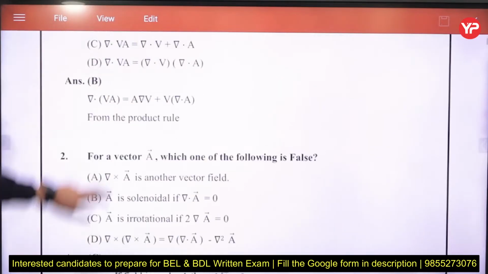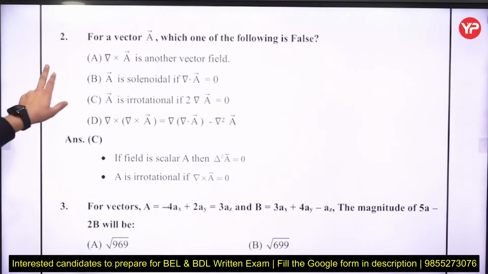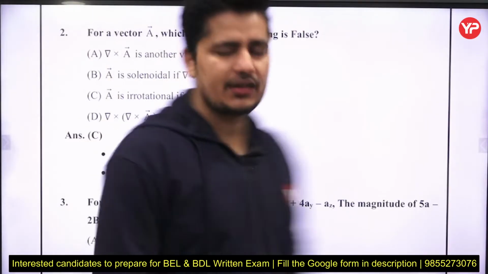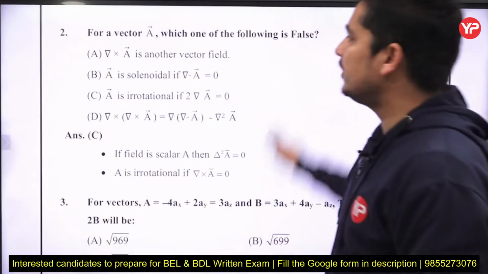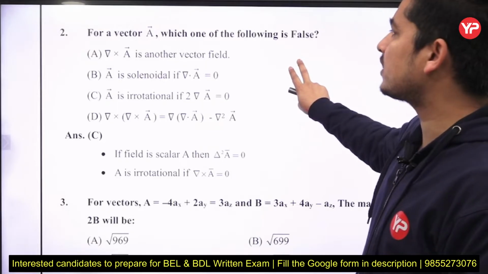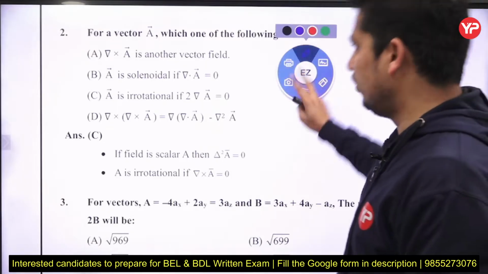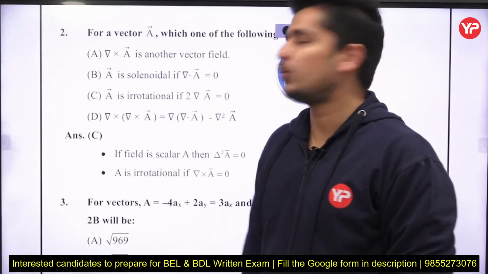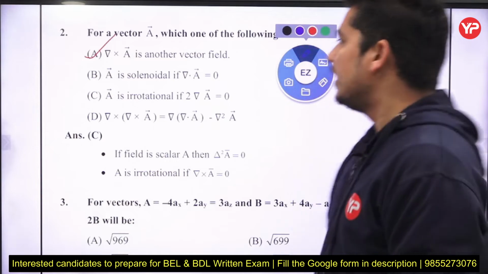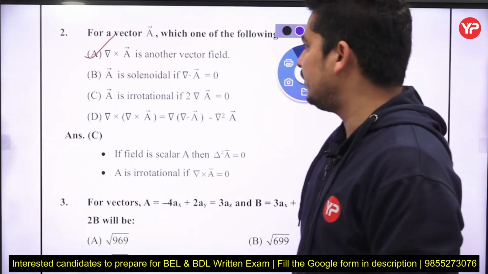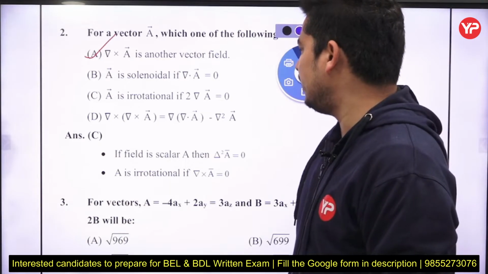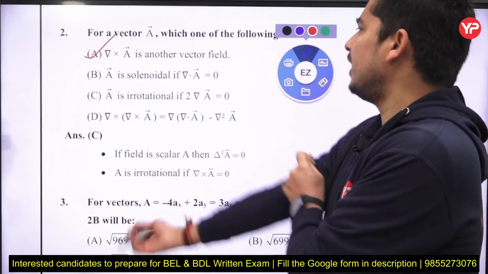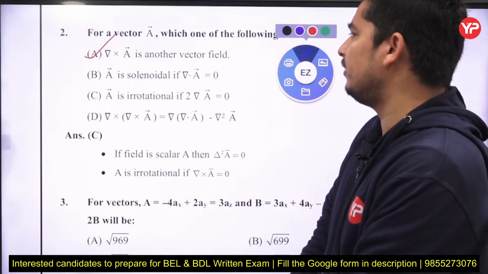Okay, next question. For a vector field A, which one of the following is false? See, if I am talking about the false statement, let's do one by one. The first statement, del cross A, means curl, is another vector field. Obvious, because if you take a curl it is always a vector quantity. So that is true, not false. A is a solenoidal field if del dot A equals 0, right? It is also true that if del dot A is equal to 0, that will be a solenoidal field, right?